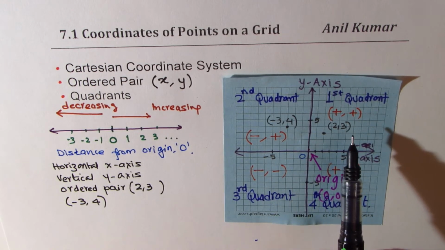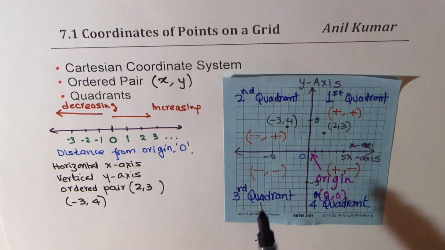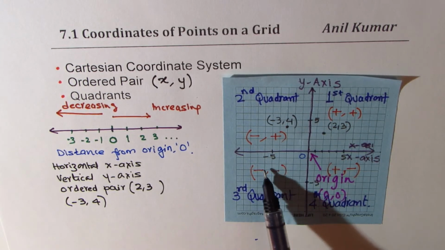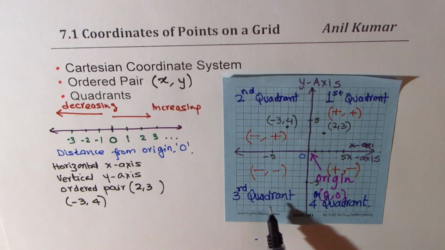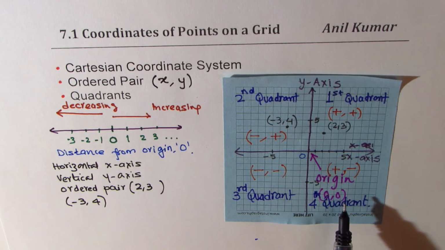Quadrant 1 is on the right top. Quadrant 2 is on the left top. Quadrant 3 is left below x-axis. And quadrant 4 is on the right bottom side.